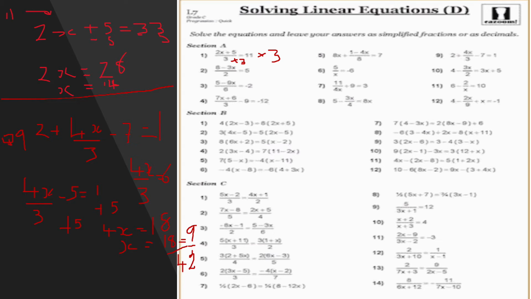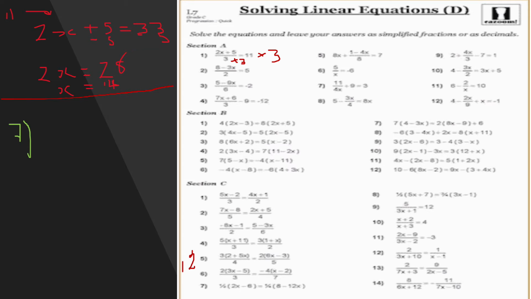Let's do 2 more from section A, and then we'll look at section B. Let's look at slightly trickier ones, for example, question number 7. I think 7 is quite a good one, and then we'll take a look at possibly question 11 afterwards. I think that would also be quite good as well.